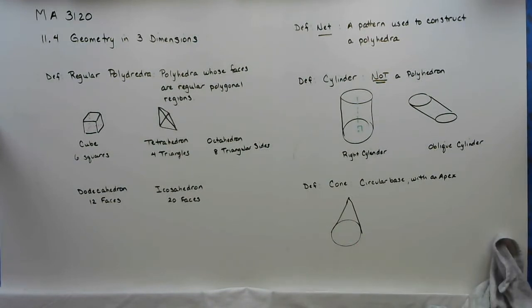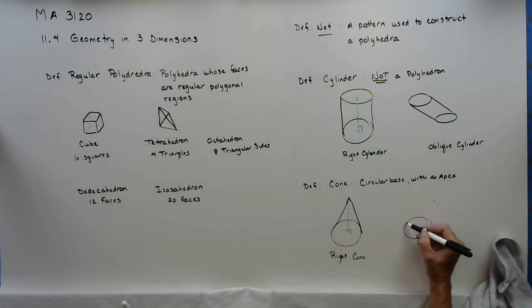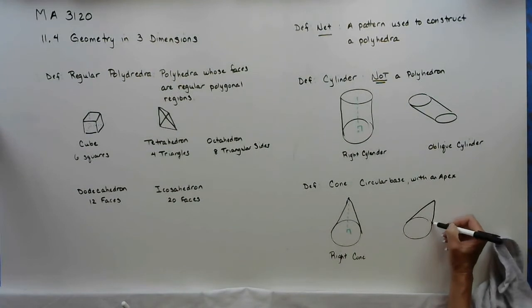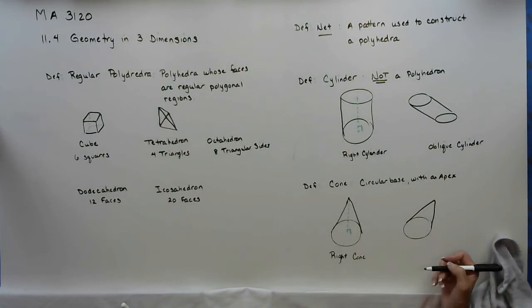And of course, we could have a right circular cone, which means that this altitude is at a right angle with the base. So here's a right cone, or a right circular cone. But of course, I could also have one that is not right, one that is not at a right angle to the base, and so this would be oblique.